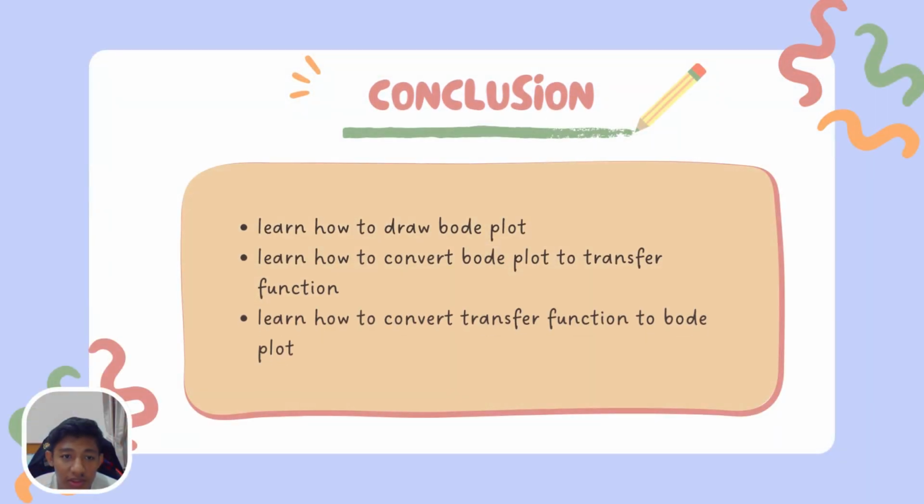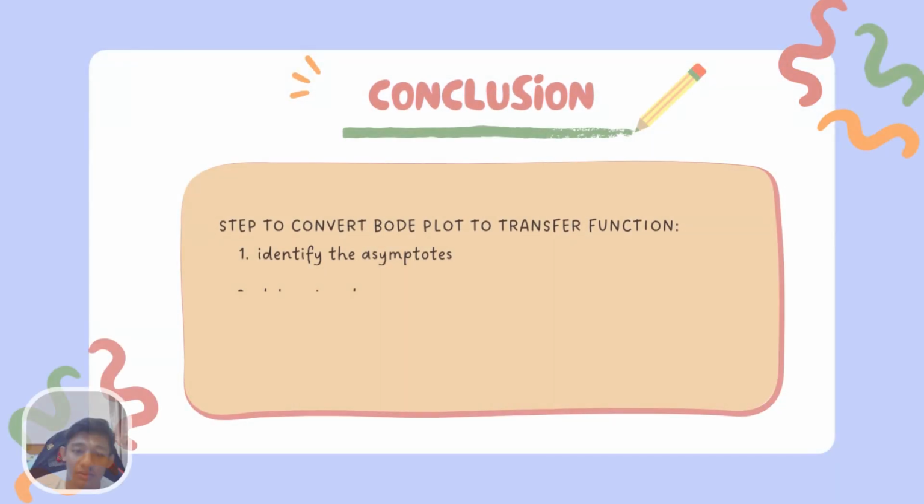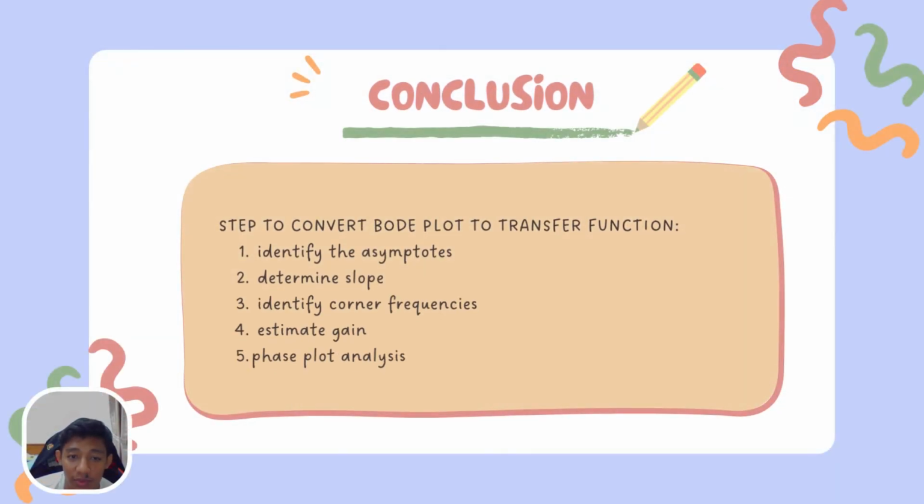So to conclude everything we have learned: we learned how to draw the Bode plot, how to convert a Bode plot to a transfer function, and how to convert a transfer function to a Bode plot. The first steps to convert a Bode plot to a transfer function are: first, identify the asymptotes. Second, determine the slope. Third, identify the corner frequency. Fourth, estimate the gain. And fifth, phase plot analysis.